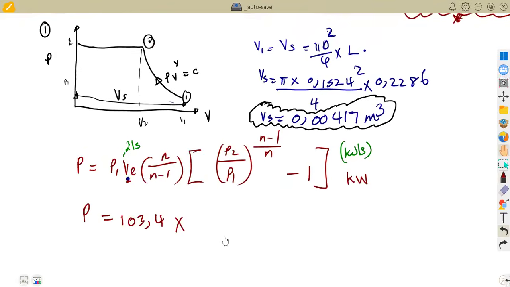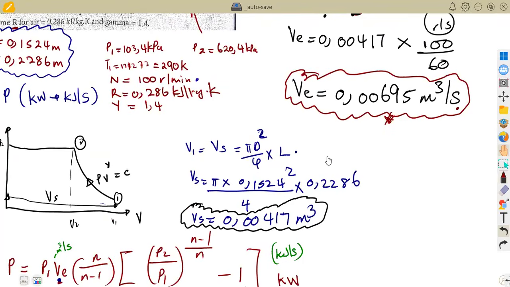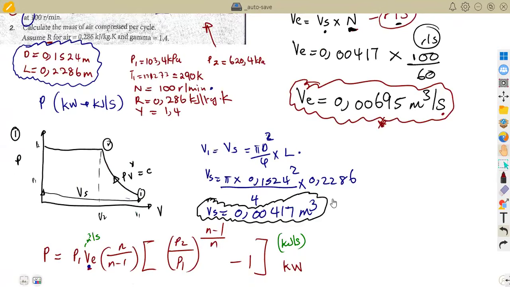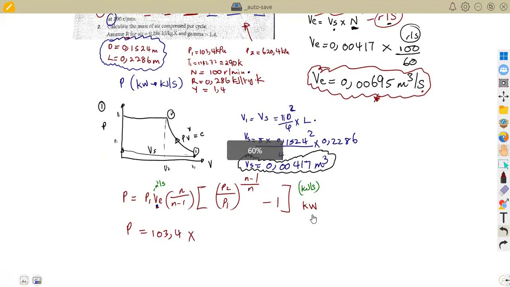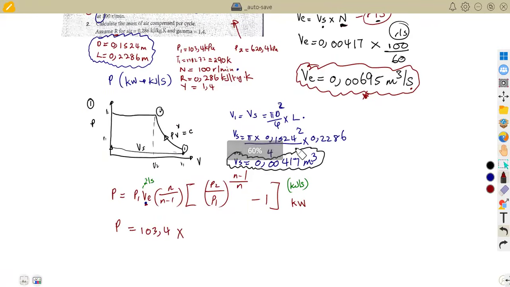So already we calculated this VE in cubic meters per second. So if we use this, we don't convert anything later on. Automatically your answer is in kilojoules per second. So you just take your VE as it is, 0.00695, all right, times n over n minus 1.